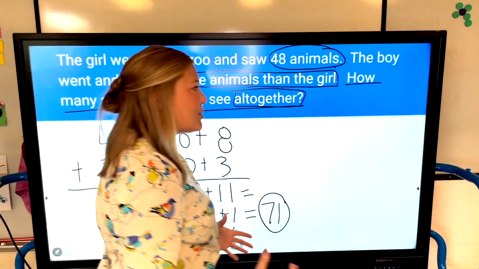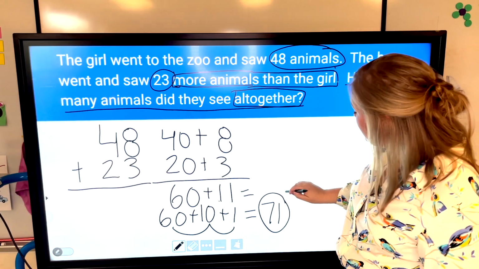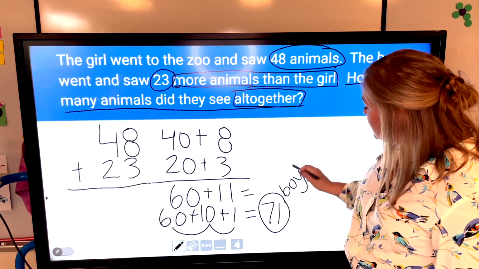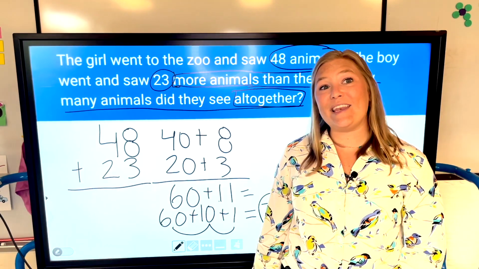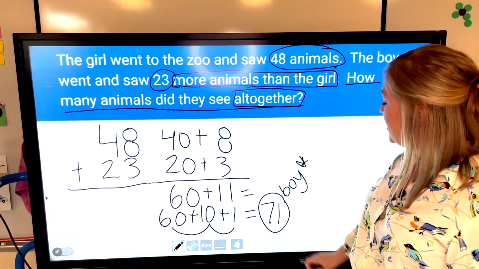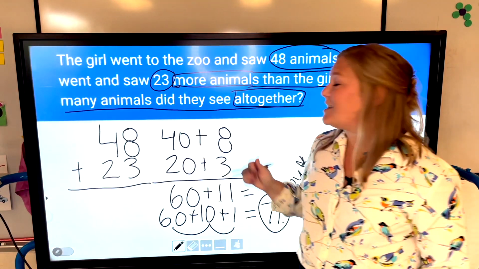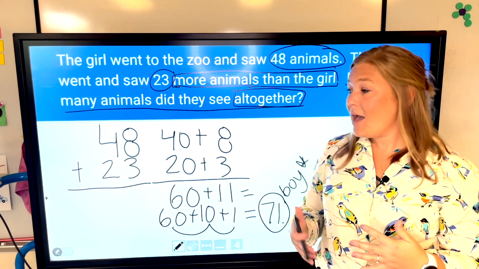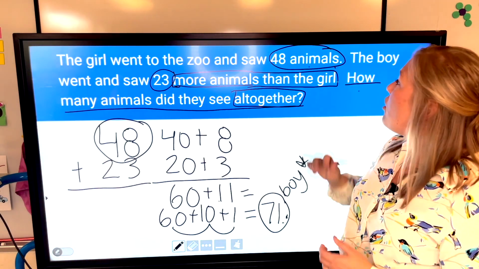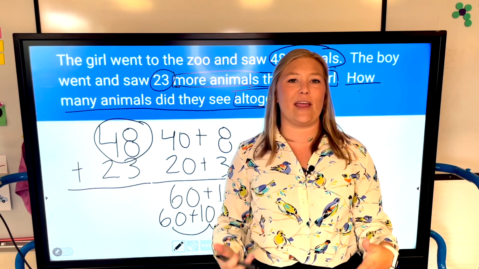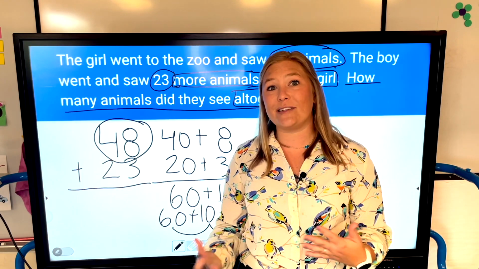So what is this number 71? This number 71 is how many animals that the boy saw. So right here, we now have a part of the problem that we need to be able to find the answer. So what number am I going to add to 71 to get the answer to the question of how many animals did they see all together? I'm going to take 71 plus 48. The question already told us that the girl saw 48 animals. So we already know that part. So I'm going to take 48 plus 71 to get our answer.